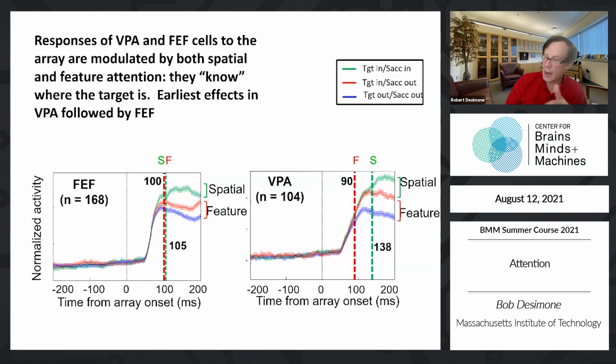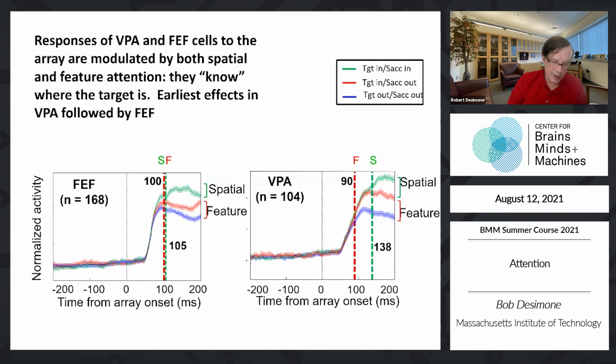And the difference between the red line and the blue line shows the enhancement for feature-directed attention. In other words, the stimulus in the receptive field is the stimulus that the animal is looking for on that trial, and you get this enhancement. Other people have shown this as well: if the thing in your FEF receptive field is the target for the animal in that trial, you get this enhancement. And in VPA, we see something very similar. We see an enhancement for spatial attention, and we see an enhancement for feature-based attention, like in FEF.